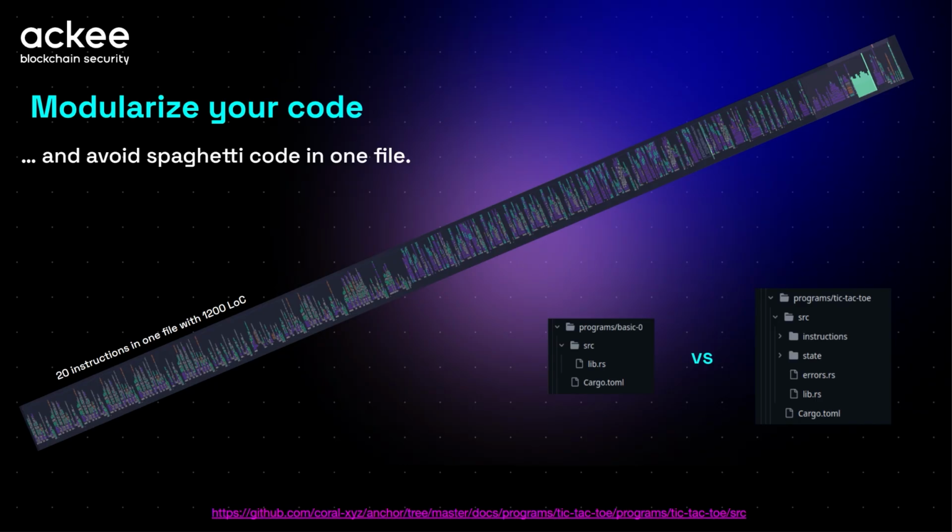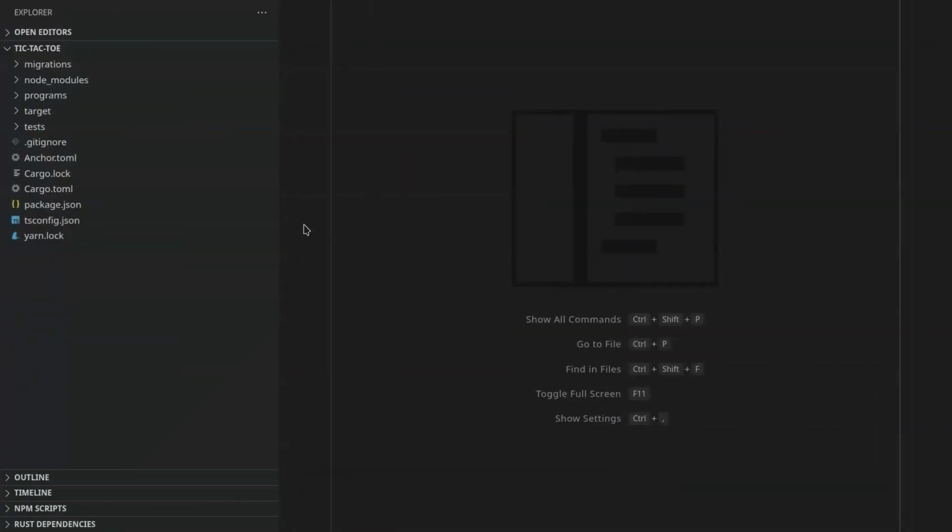One example that you can find is in the Anchor repository. There are different examples. There are some basic examples that have only this flat structure. But if you go in the documentation folder, then programs and tic-tac-toe, there you can find a nice example of a structure that is commonly used on Solana in general and with Anchor projects. I have opened the repository here so we can go quickly through it.